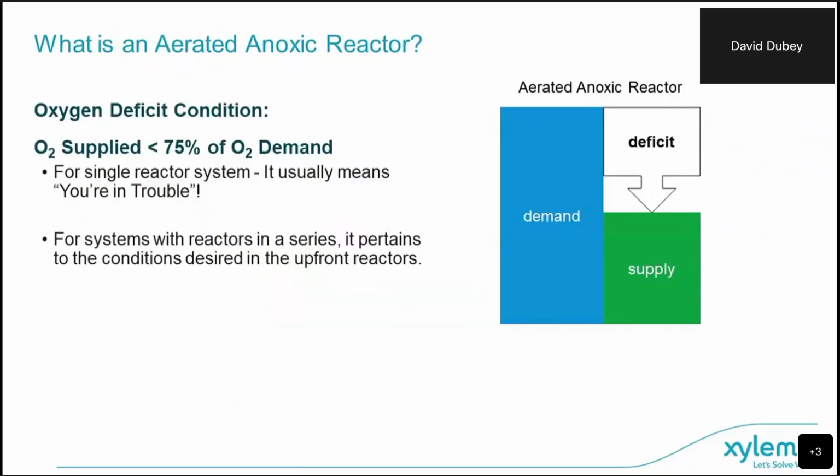So what is aerated anoxic? That means we're supplying less than 75% of the oxygen demand. So for a single reactor system, it means you're in trouble because you can't get the DO up. But for a system with reactors in series, this is exactly what we want to do in the first reactor. So if our OUR, our oxygen uptake rate, is 15 milligrams per liter per hour, we're going to give it something less than 12 milligrams per liter per hour of oxygen. So we're going to limit the oxygen delivery so that we don't use up all of the carbon in that tank.